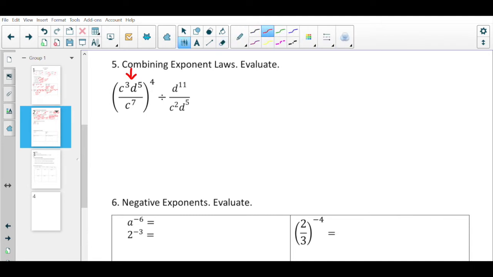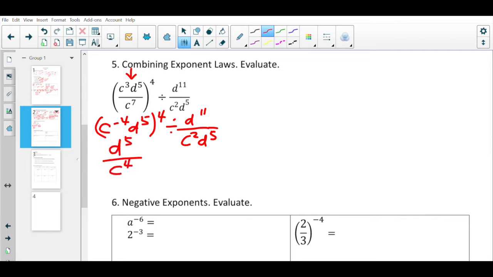That is c to the negative 4, d to the 5th, to the 4th, divided by d to the 11th, c squared d to the 5th. Okay, so here, c to the negative fourth, d to the fifth, we're going to apply that negative exponent rule. I know it's coming up, but let's do it this way. D to the fifth over c to the fourth. So we're applying that flipping rule, all to the fourth divided by d to the 11th over c squared d to the fifth.